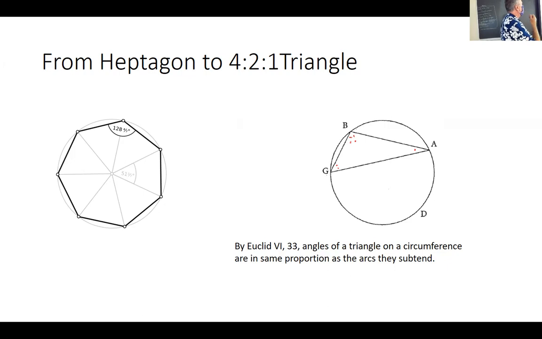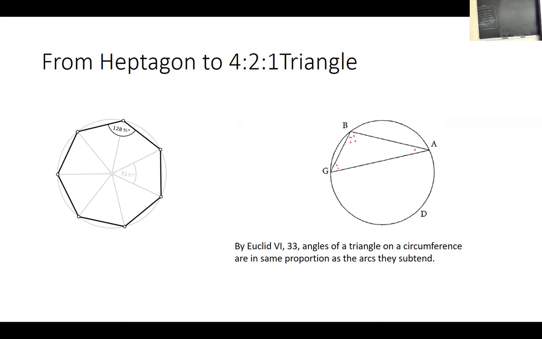The interesting thing about the angles of this triangle is that they're in the ratio 4 to 2 to 1. This follows from a proposition of Euclid from book 6. Is anyone here talking about that? That might have been Carl. It says that if you have a triangle inscribed in a circle, then the angles are in the same proportion as the arcs they subtend.